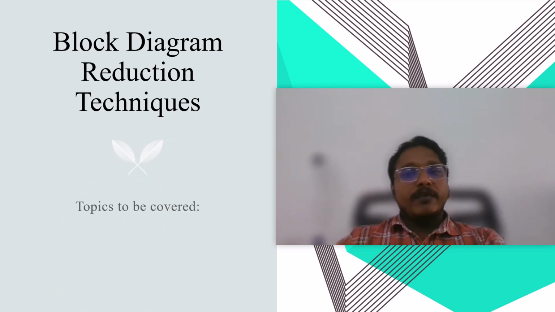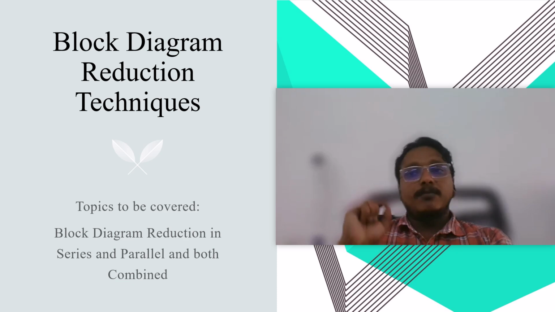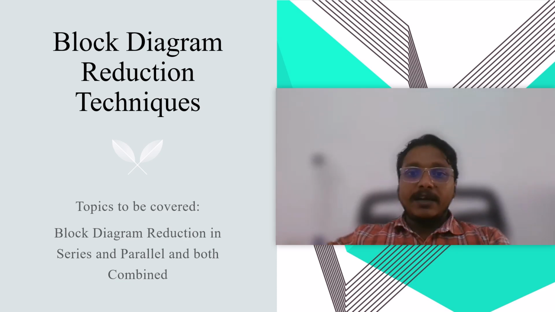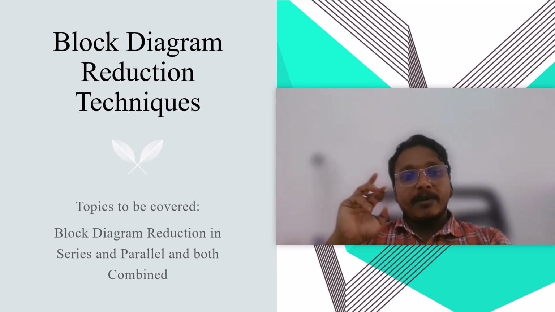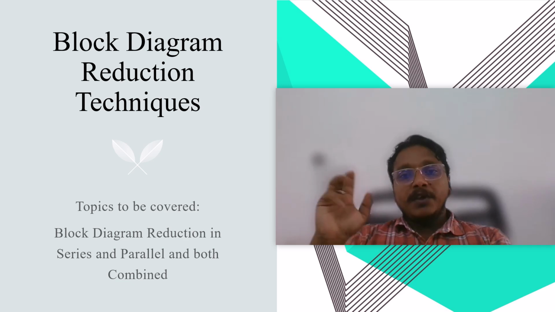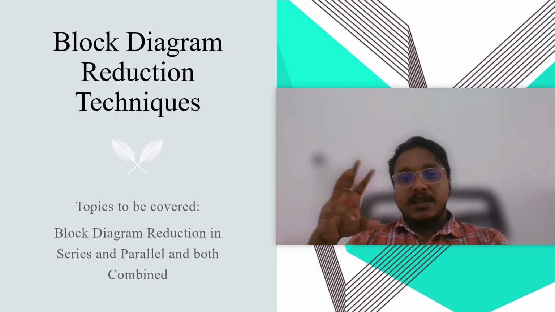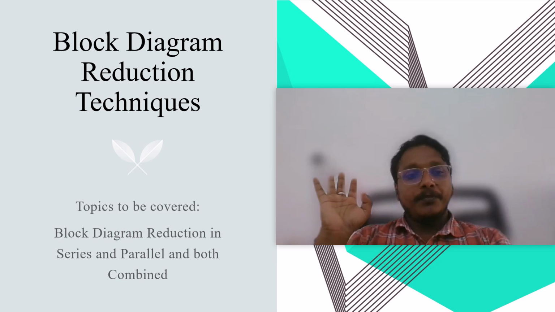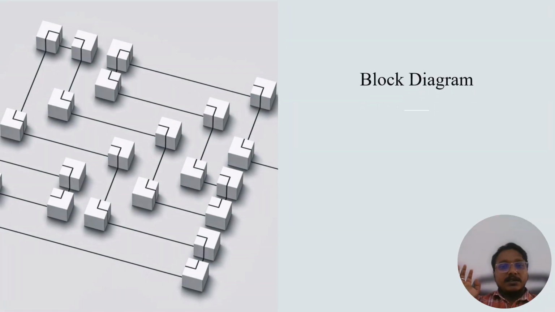So in this video, we are going to cover the topics called block diagram reduction in series. If an entire series of multiple blocks are connected, then how will it happen? If there's an entire parallel, how does it happen? And if there is a combination, then what will happen? This way, what are all the types of things there, how it will be calculated and how it will be reduced, we will discuss in this video. So, block diagram reduction technique.